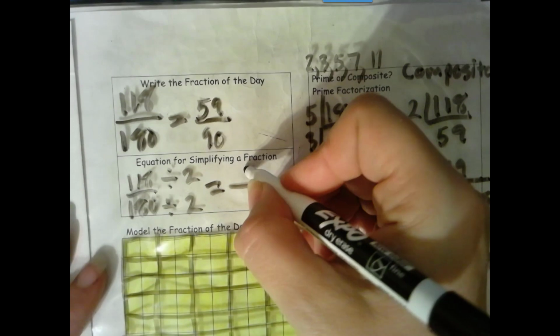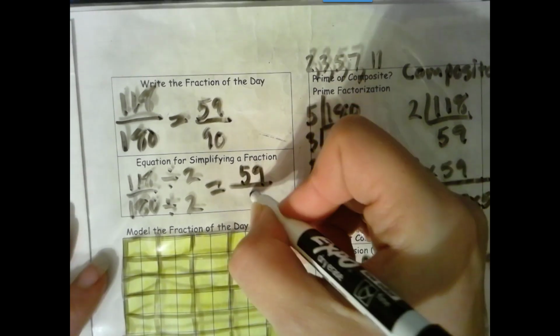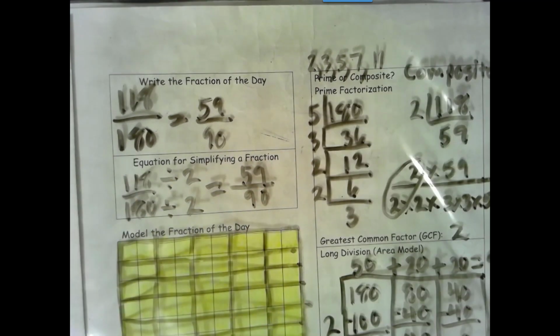2 groups of 9 tenths is 18 tenths. 2 groups of 9 is 18. 2 groups of 5 tenths is 10 tenths, plus 1 more is 11 tenths. So 118, that matches our dividend. 180, that matches our dividend. So our numerator is definitely 59, and our denominator is definitely 90.